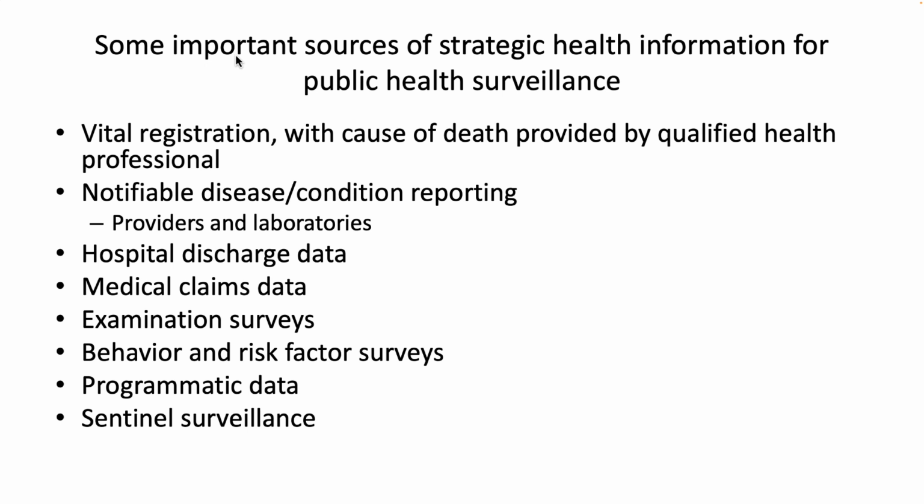This is a list of surveillance data sources that you've already seen, and it includes some of the usual sources of data for public health surveillance, things like vital registration and notifiable disease or condition reporting from providers and labs, hospital discharge data, medical claims data, and examination surveys such as NHANES and behavior and risk factor surveys, programmatic surveillance data, and sentinel surveillance data. We've come to rely on all of these in resource-rich settings.